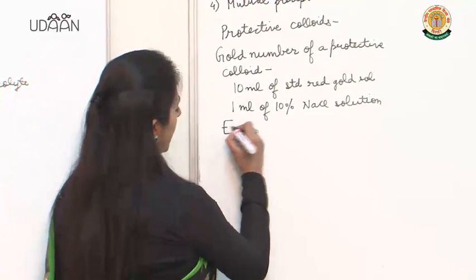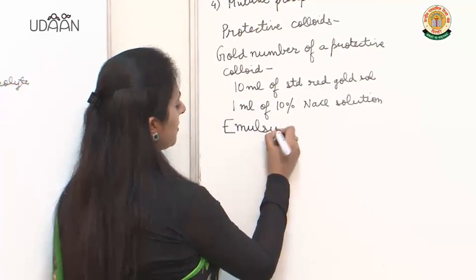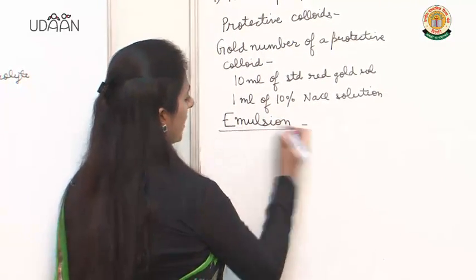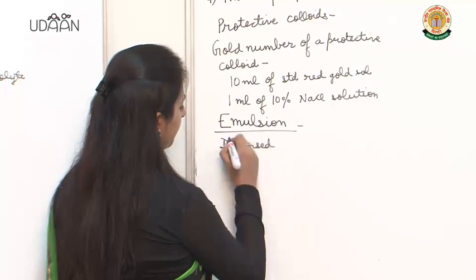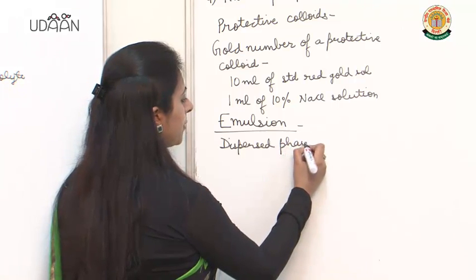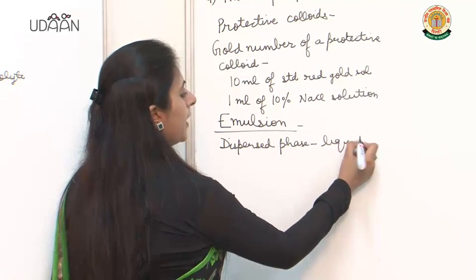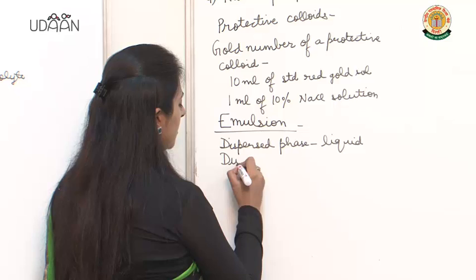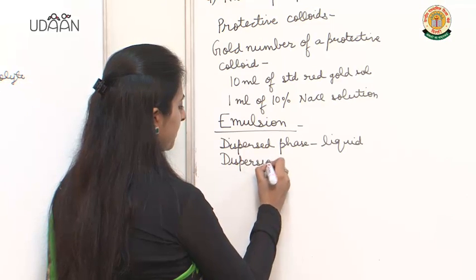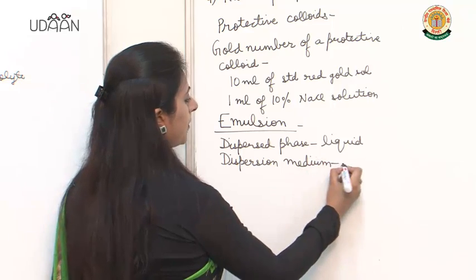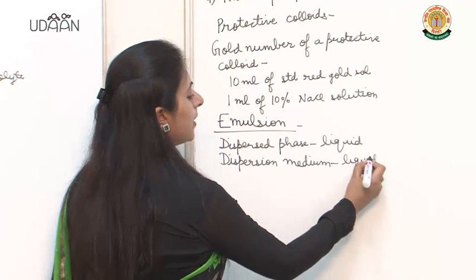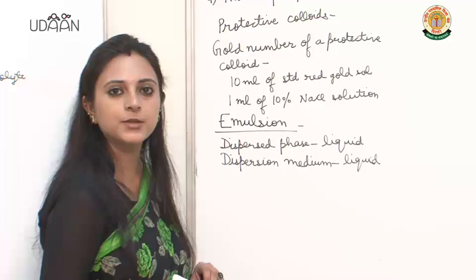Now we will understand what is an emulsion. When the dispersed phase is liquid and the dispersion medium is also liquid, we say that an emulsion has been formed.